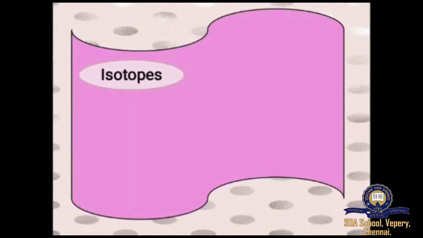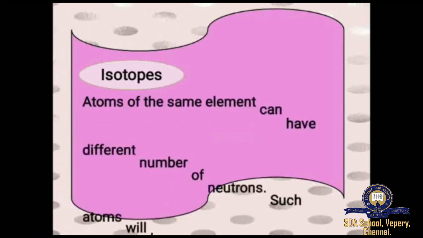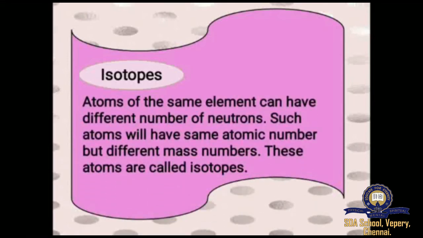Now we will see what is an isotope. Atoms of the same element can have different number of neutrons. Such atoms will have the same atomic number but different mass number. These atoms are called isotopes. Isotopes have the same number of protons but different number of neutrons. That is why they have the same atomic number but different mass number, because atomic number is the number of protons, right? But mass number is number of protons plus number of neutrons. So that's why they differ in their mass number.